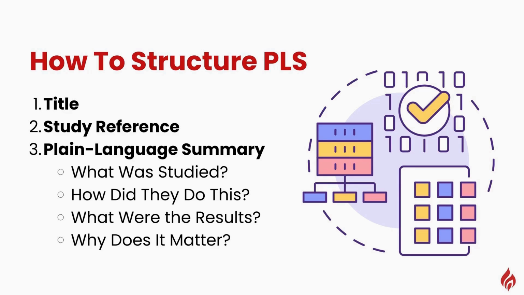Then, summarize the main results of the study. This is really important. Explain the significance of the research findings. Why do these results matter? How could they affect people's lives? How could they inform future research or influence policy or practice?